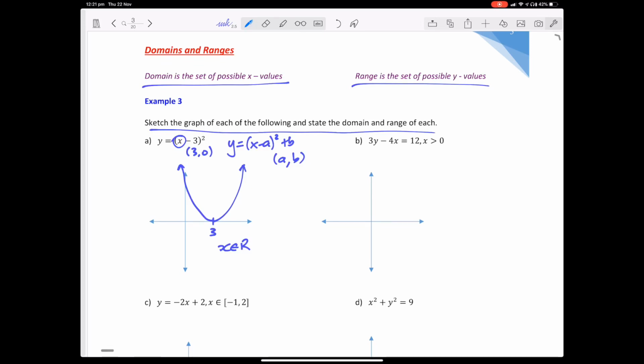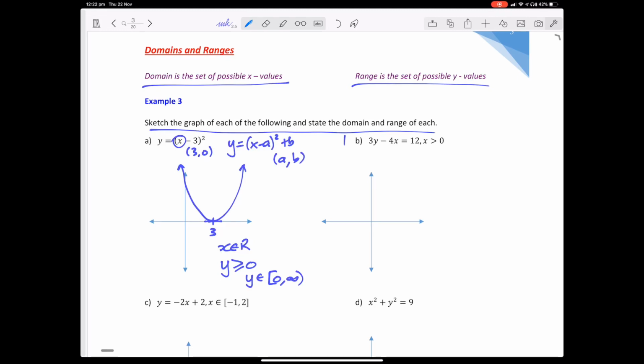If I put a pen here and then I slowly move it up like this, the first time that I hit the graph is when y equals 0, and then it goes up to infinity. So my range is y is greater than or equal to 0. Or you could say y is an element of [0, infinity), because the first time I hit it is at 0, up until infinity. Either is fine. You need to know both ways because they could ask you either way in an exam.